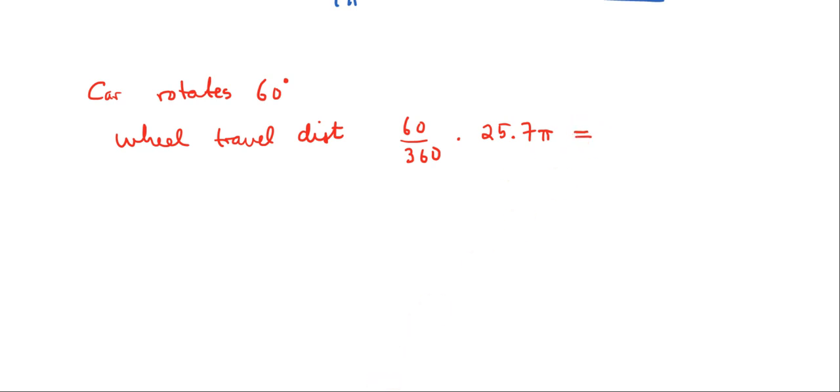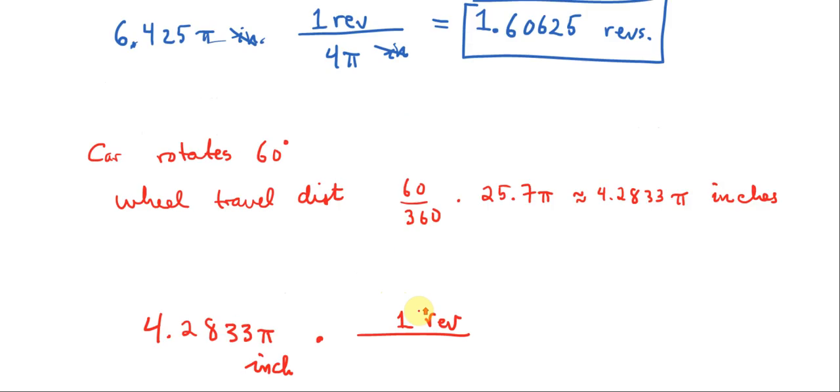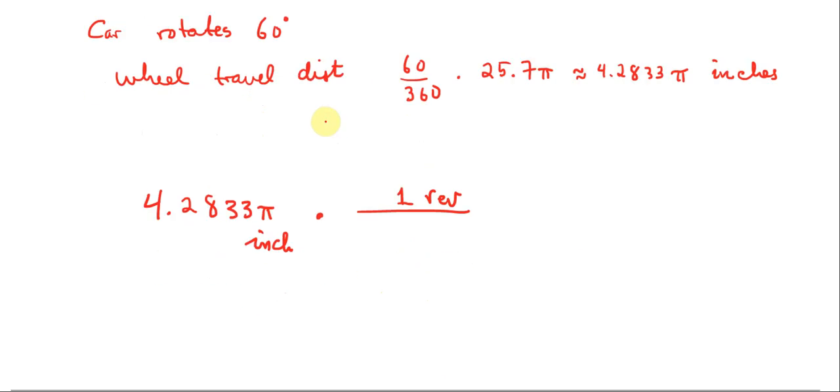So working that out, we get approximately 4.283333, the 3 repeating, pi inches. So that's how far the wheel traveled. And now once again, if we want the wheel to travel a distance of 4.2833 pi inches, and we want to convert that into revolutions, we'll put the units here, inches, and one revolution, keeping in mind, is equal to the same thing we had up here. The size of the wheel hasn't changed, it's just 4 pi inches.